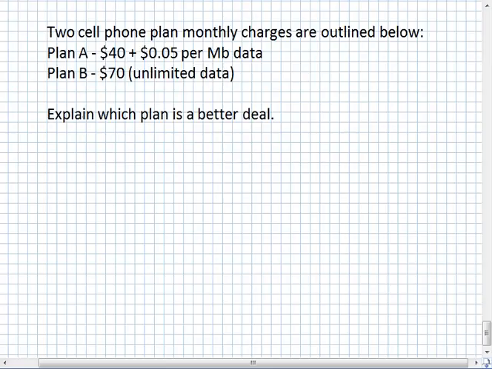Write an equation to represent both plans. Okay, and we're going to use variables. So we'll say the cost is equal to C, and the 1 megabyte we'll say is equal to M, just because it's easy. Okay, and then obviously cost is going to be my dependent variable, and M, the number of megabytes of data you use, will be your independent variable.